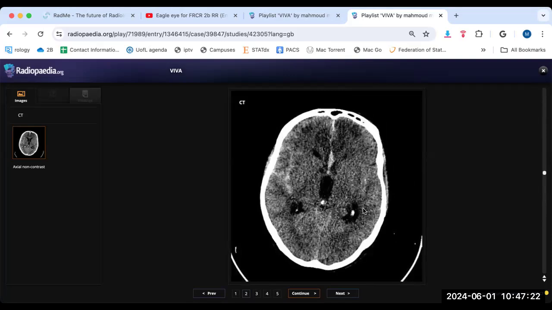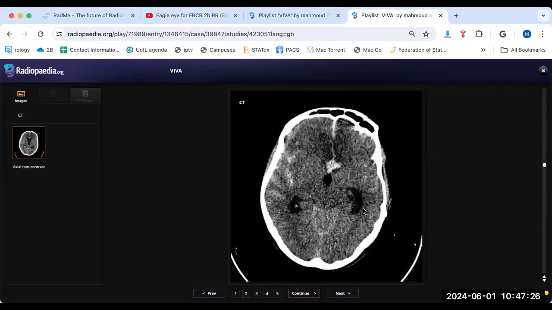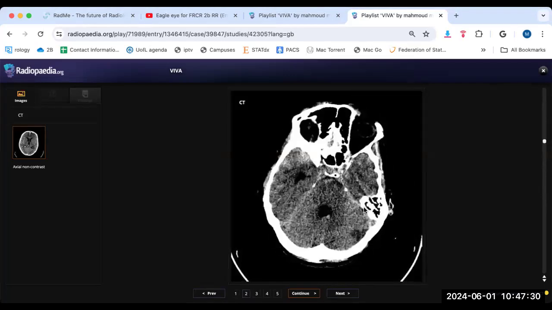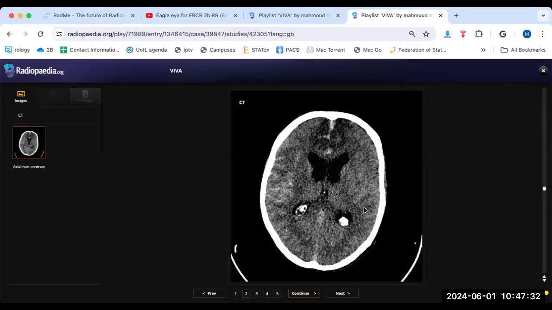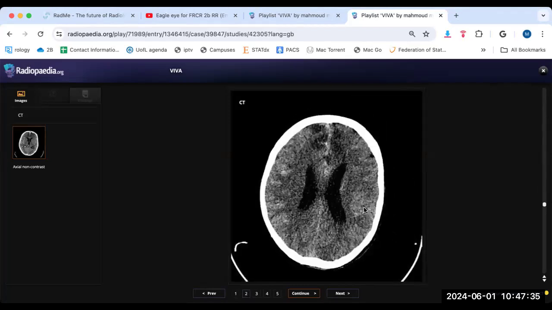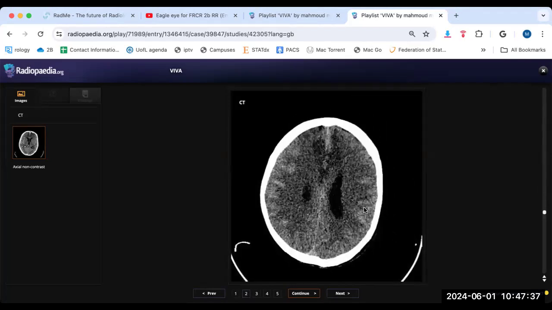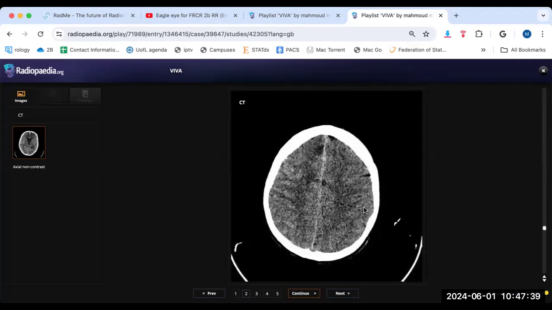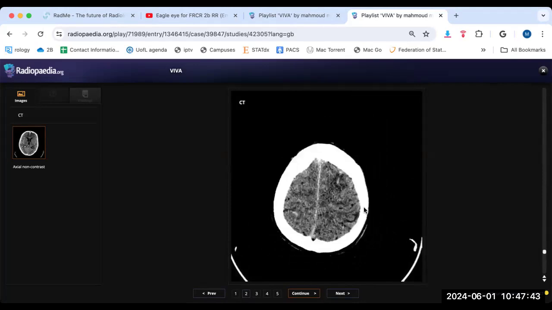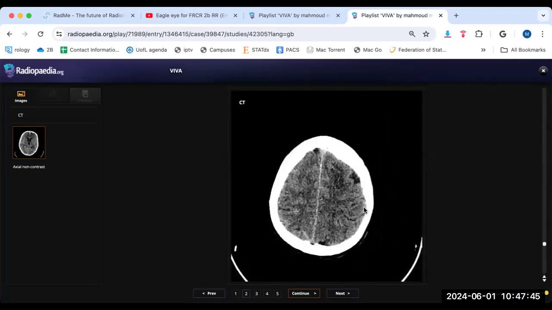I can see there is a hyperdensity seen in the anterior falx, also at the sulci. I'm also searching for intraventricular hemorrhage. I cannot see clearly an intraventricular hemorrhage, but I can see dilated ventricles. So I'm suspicious of subarachnoid hemorrhage.